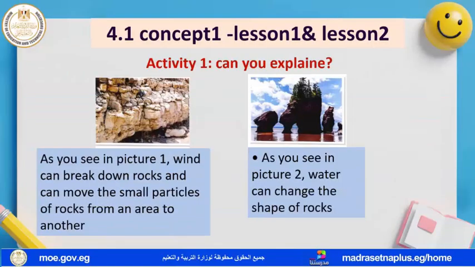In Activity 1, Lesson 1, can you explain? Look at these two pictures. What do you observe in the first one and what do you observe in picture number 2? In picture number 1, wind can break down rocks and can move the small particles of rocks from one area to another. What does that mean? In this picture, look clearly. What is this? This is rocks, and these rocks are broken down.